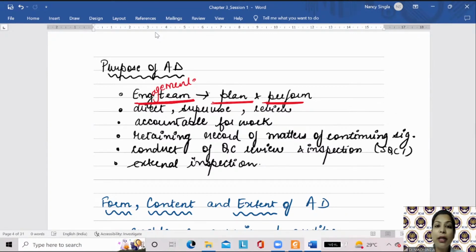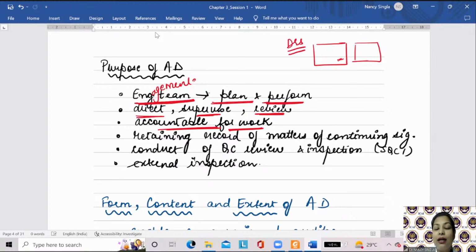Further, if the engagement partner has in front of his eyes a document whereby everything is mentioned, that whatever has been done so far, it will help in direction, supervision, and review of the work which has been done so far, right? And students, whenever the audit procedures are performed, whenever any audit evidence is obtained, the team put their initials as to who has done that work. So it helps the engagement team to see who is accountable for a particular work.